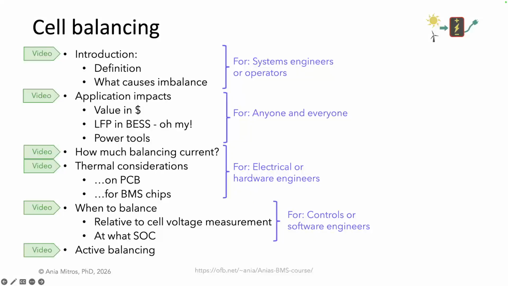Balancing is a complex topic with direct impacts on how the user experiences the end application. So I've split this lecture into several videos with different target audiences. In this first video, I'll explain what imbalance is and the mechanisms that cause imbalance. The next video presents some specific application examples and impacts, and I tried to make it accessible to a wide audience. In the next video, we'll quantify the total amount of imbalance we might need to compensate for.